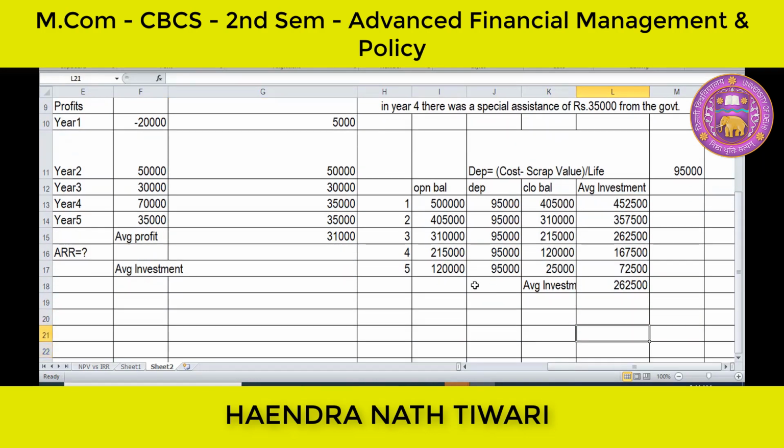Let's have a simple formula. What is average investment? Average investment is equal to 1/2 of cost minus scrap value, divided by 2, plus scrap value.